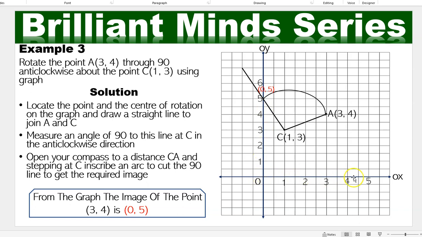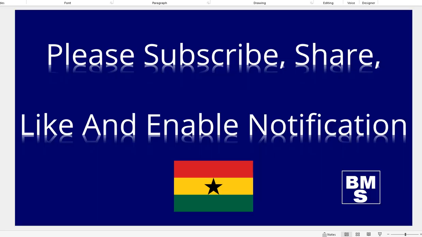Remember that when the point lies on the y-axis, the x value is always 0. So we are going to get 0 and then positive 5. Please do not write (5, 0). It's always x value before y value. So (0, 5). Therefore, from the graph, the image of the point (3, 4) is (0, 5).